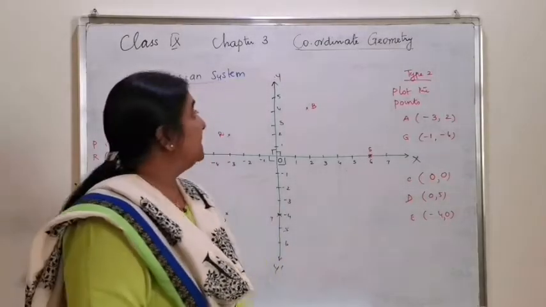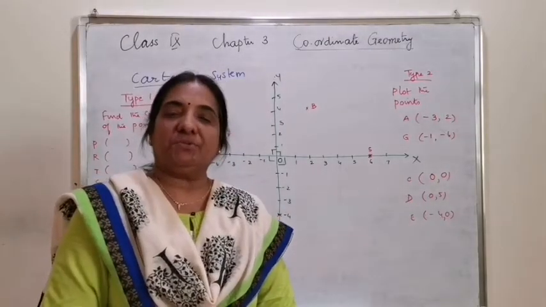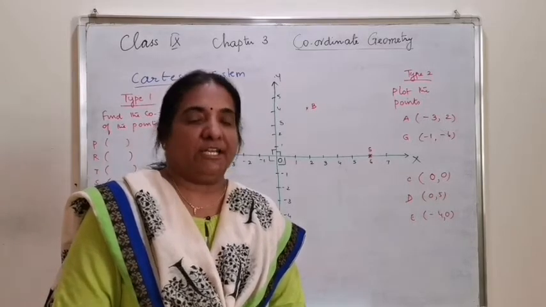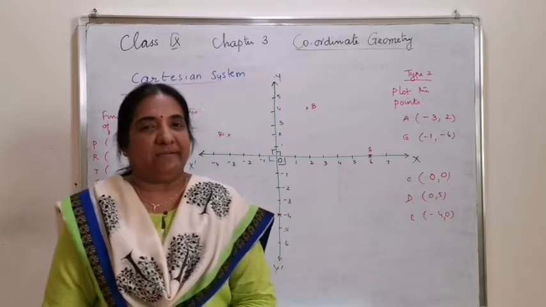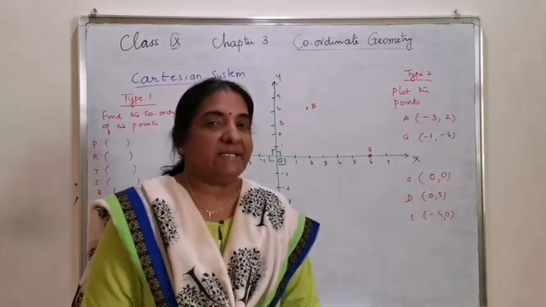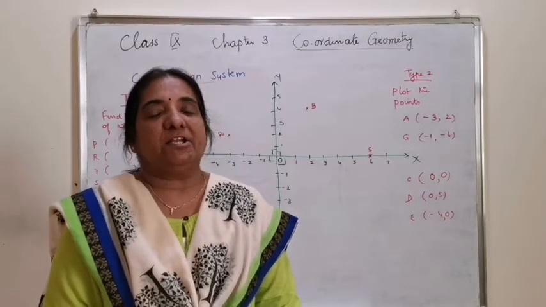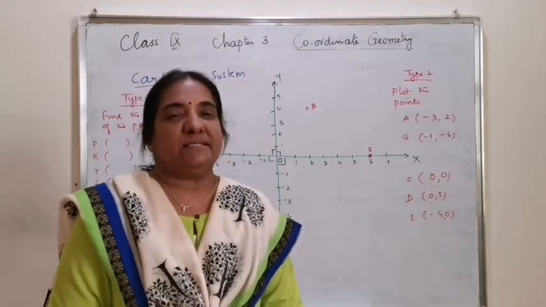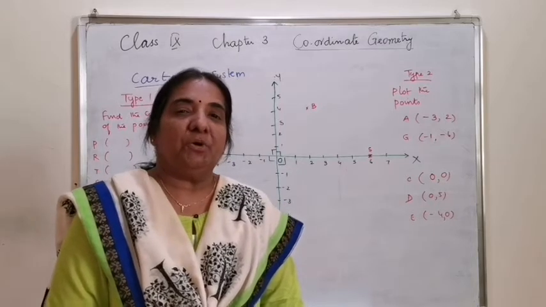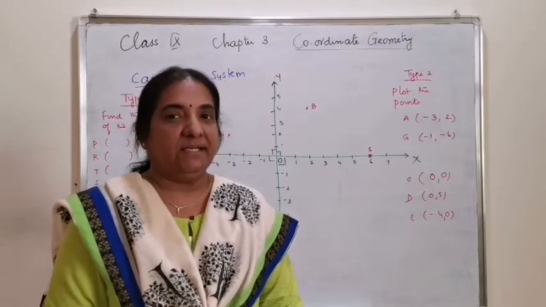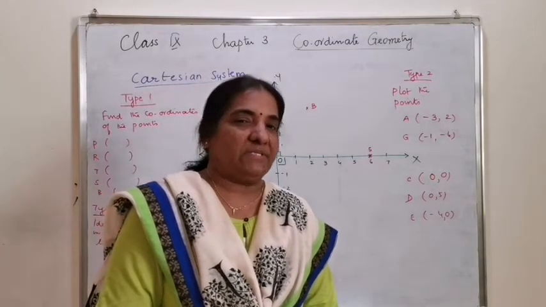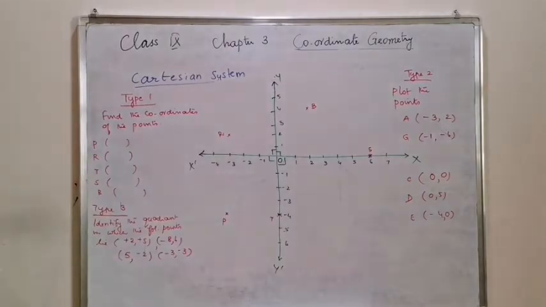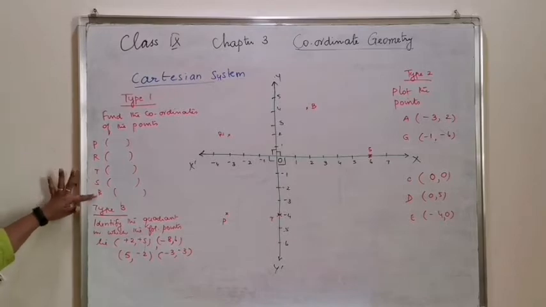The basic concept under coordinate geometry for you is to identify the coordinates of the points, to plot the points, and to identify the quadrant. The main application of this coordinate system is in the next lesson, linear equation in two variables. This is a basic lesson to teach you how to plot the points in a coordinate system or a Cartesian system. So the type 1 question is, find the coordinates of the points P, R, T, S, B.